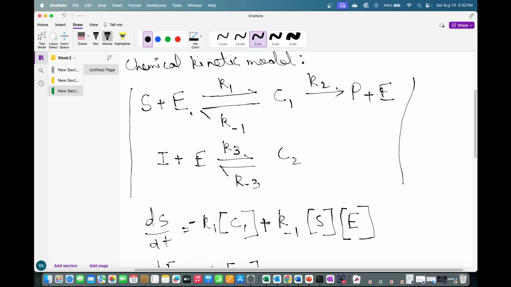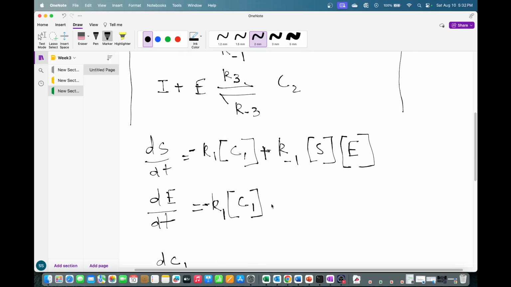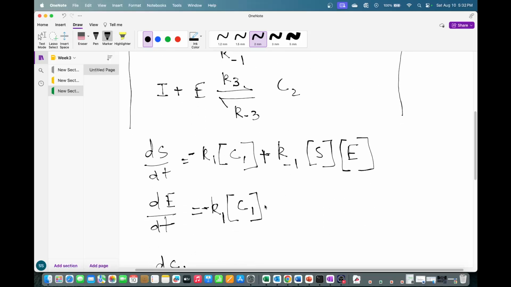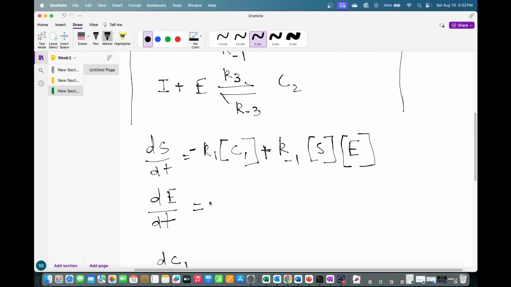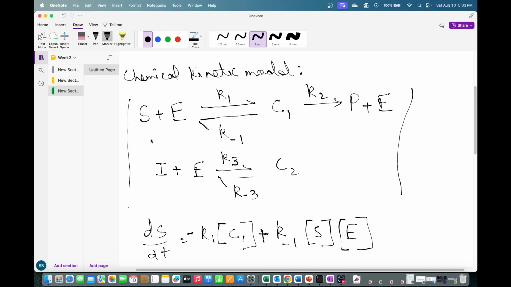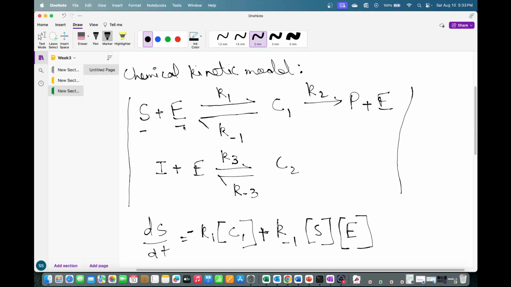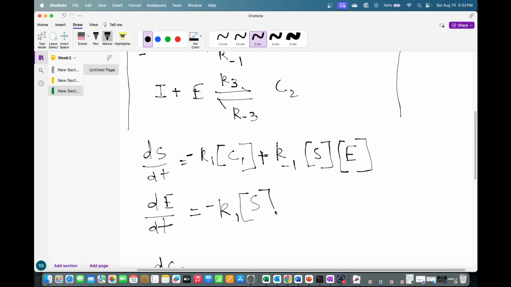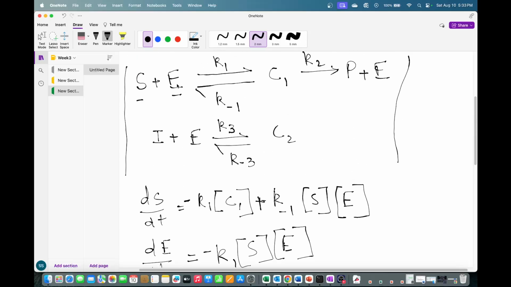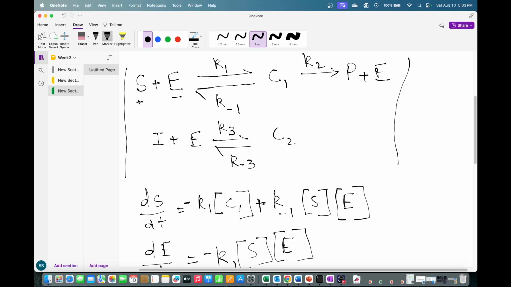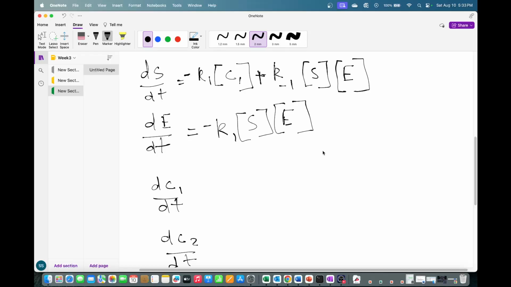C1. Now it is getting produced here. So, no, sorry, what am I saying. Sorry guys, I got confused. So through K1 it is getting used up, and it depends on the concentration of S and E, right? So this will be minus K1 into S into E, because E is getting used up by K1 and it depends on both the concentration of S and E. So it will be minus K1 into SE.